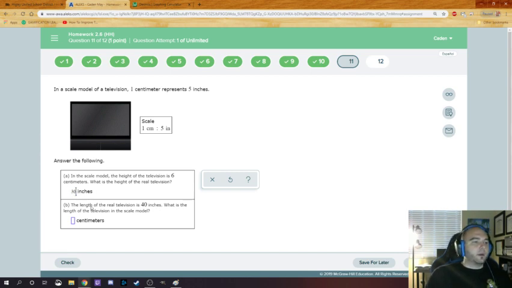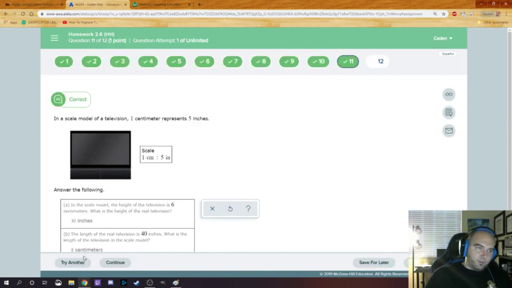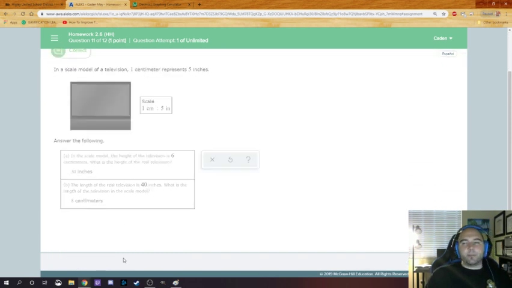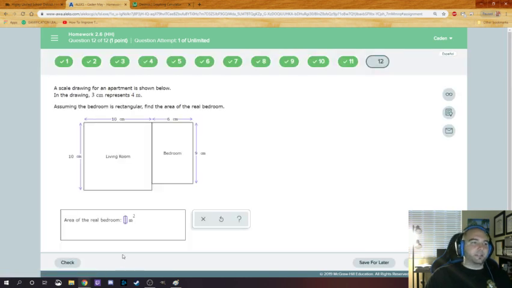Okay, the real length of the television is 40 inches. What is the length of the scale model? Well, how do I turn 5 into 40? That's 8 times 8, right? So 1 times 8 would give me the scale model's sizing equivalent there. I don't really have to write it down. It might have been worth writing down. I got too lazy. I ain't going to lie to you.